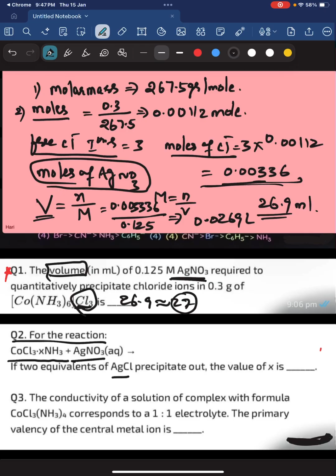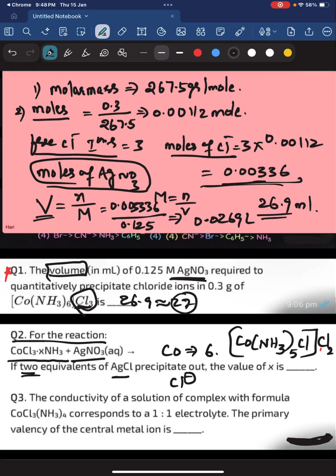So how to do this one is, here cobalt's coordination number is 6. We can use here that 2 equivalents of AgCl are coming out, which means 2 Cl minus ions are present outside the complex. So here itself we got the answer: [Co(NH3)5Cl]Cl2. So how to decide this one?